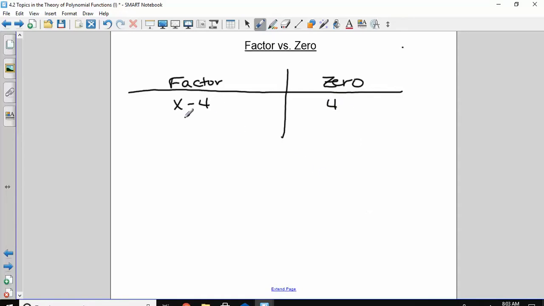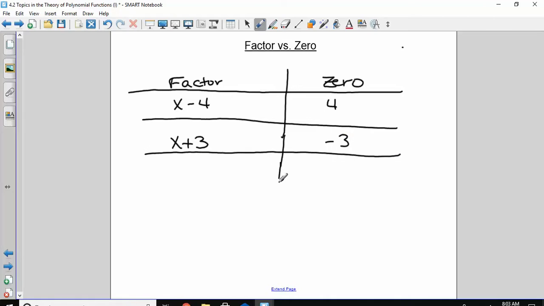4. Okay, if my factor is x plus 3, then what would be the 0? -3. If my factor is x, what would be my 0? What makes x equal 0? Just 0. So a factor has an x in it. A 0 is just a number.